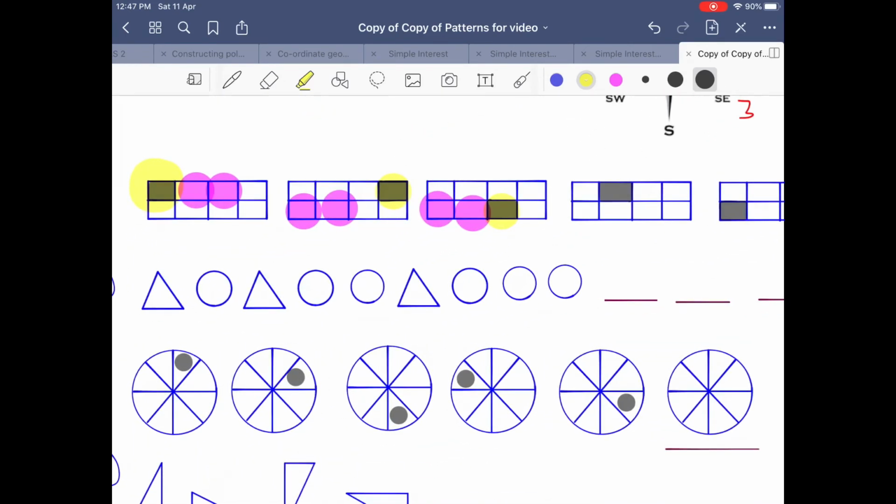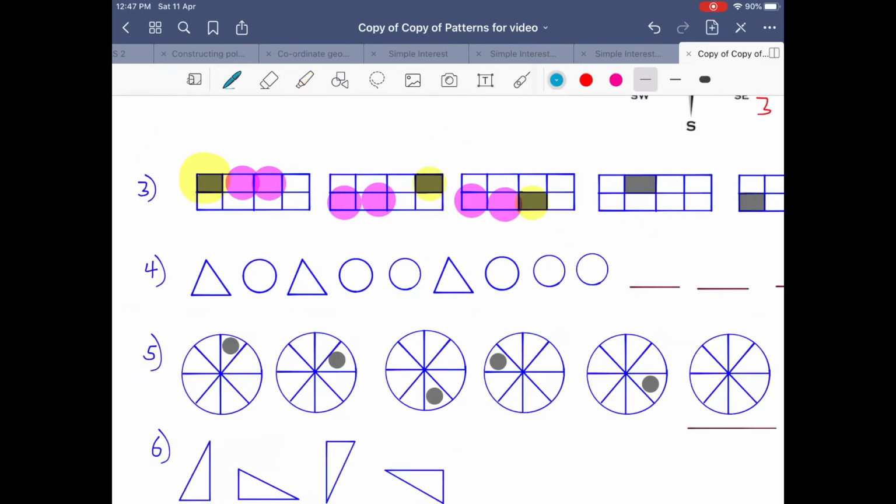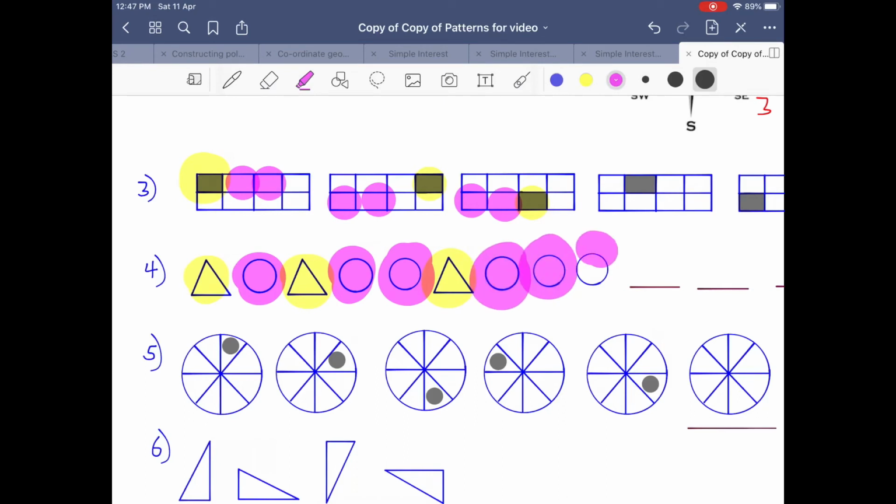Number 4. Number 4 is easy. So we are seeing that we have a triangle, then a circle, a triangle, then 2 circles, a triangle, then 3 circles. So this is an easy pattern. So next we will have 1 triangle and we increase with the circles, which is 4.